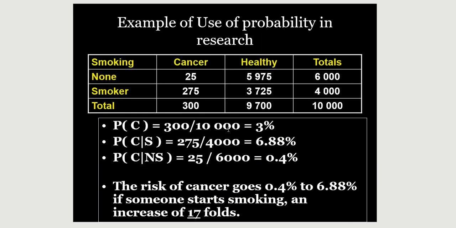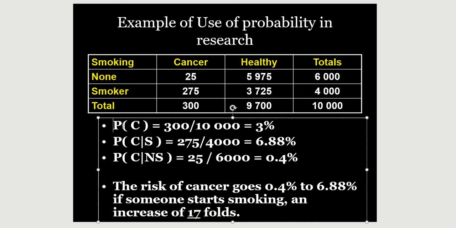An application of probability in research. This is a very nice example. Here they looked at smokers and they looked at non-smokers. So they had 6,000 non-smokers, 4,000 smokers, for a total of 10,000. And when they started looking at cancer, they found out that in total there were 300 cases of cancer, 25 of which are among the non-smokers and 275 are among the smokers, and therefore you can figure out the rest.